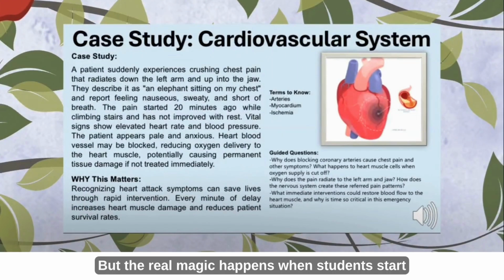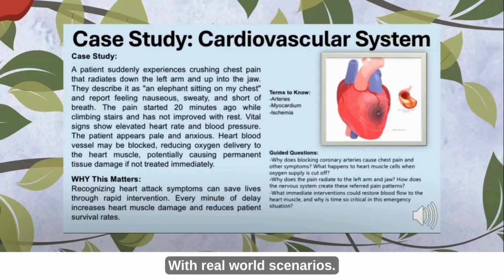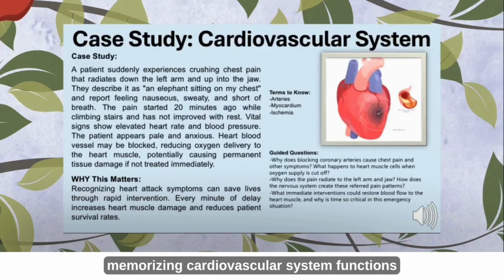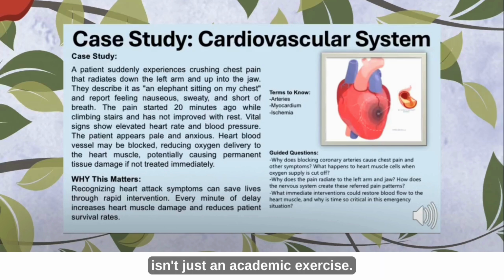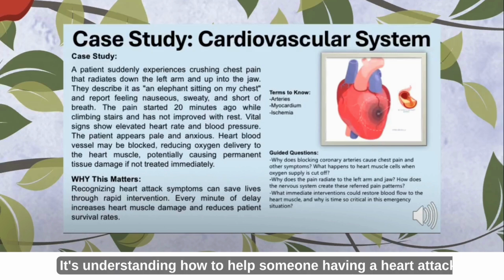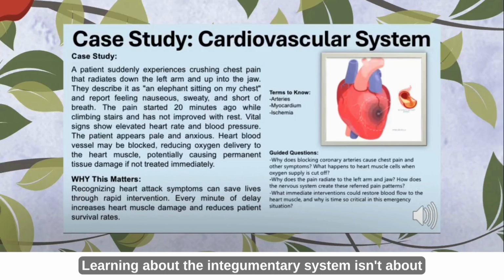But the real magic happens when students start to make connections. This case study bank allows students to link classroom information with real world scenarios and allows the instructor to choose which case studies they want to talk about in their own class. Suddenly, memorizing cardiovascular system functions isn't just an academic exercise, it's understanding how to help someone having a heart attack. Learning about the integumentary system isn't about passing a test, it's about recognizing skin cancer and getting a patient the help that they need.